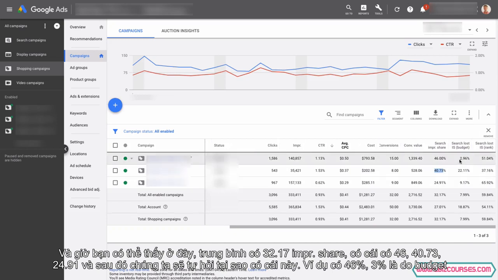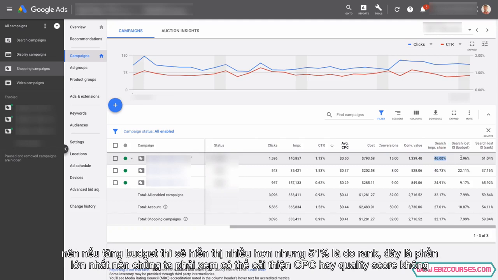So here we had 46%. 3% is due to budget. So if we raise the budget, we just show up more. But 51% is due to rank. So this is really the biggest part. We have to work on this campaign, on those last things, trying to see if we can increase the CPC or if we can improve the quality score.